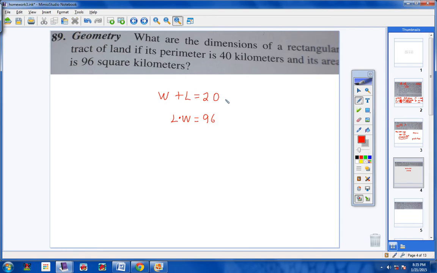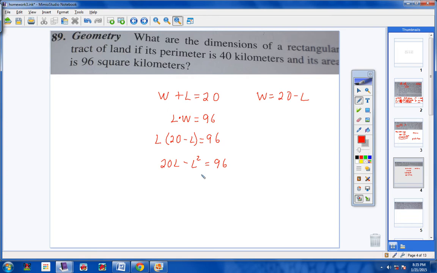Really, it's not that hard. Just bring the L over and make it a negative L. So W equals what? 20 minus L. Or if you wanted to leave the L here, you can say L equals 20 minus W. Now for the W right here, put 20 minus L. So L times 20 minus L equals 96, okay? Now, L times 20 would be 20L minus L squared equals 96, okay?